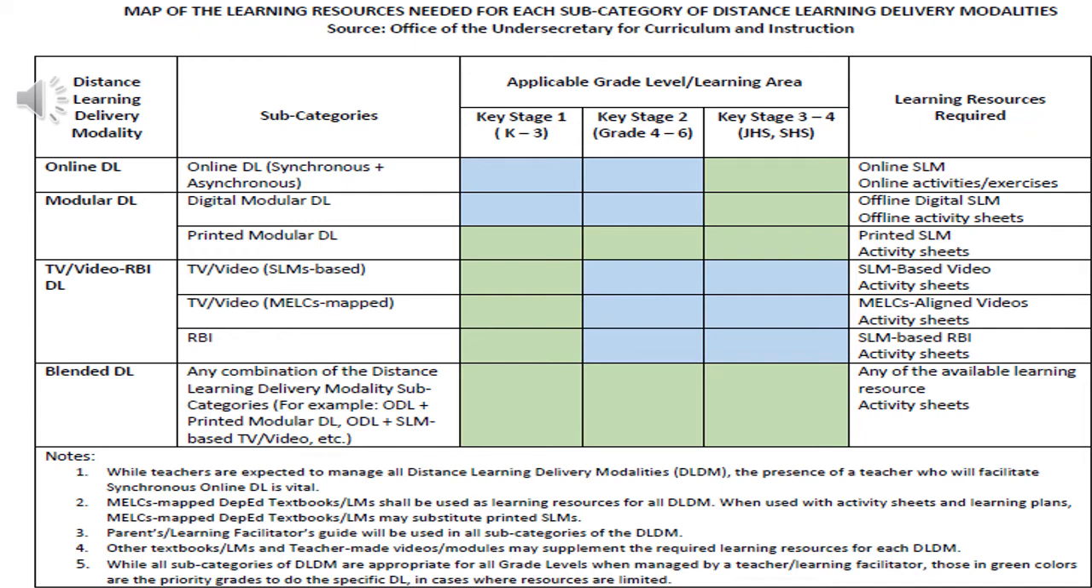While all subcategories of all DLDM are appropriate for all the grade levels, when managed by a teacher or learning facilitator, those in green colors are the priority grades to do the specific DL in cases where resources are limited.